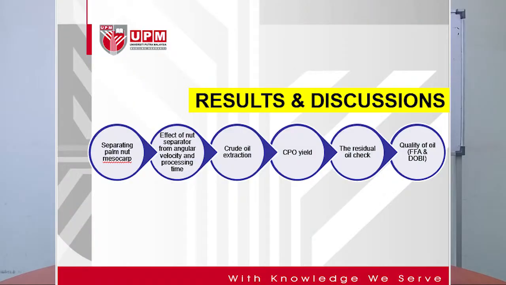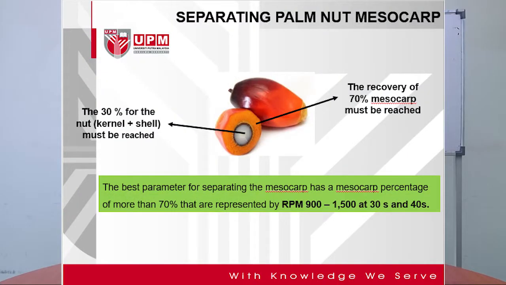Results and discussions. First, the result of separating palm nut and mesocarp. Based on the standard, the recovery of 70% mesocarp from one fruitlet must be achieved, followed by 30% recovery of nut kernel plus shell. In this study, the best parameters to separate the mesocarp and nut are RPM 900, 1200, and 1500.